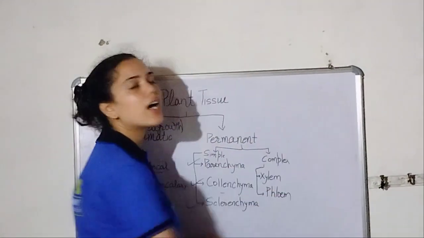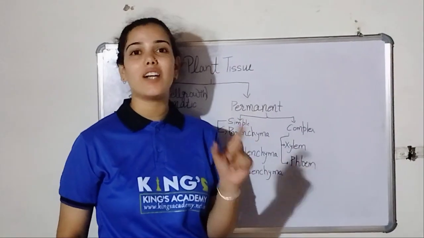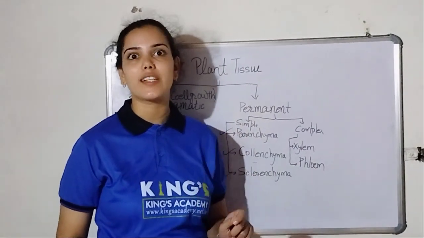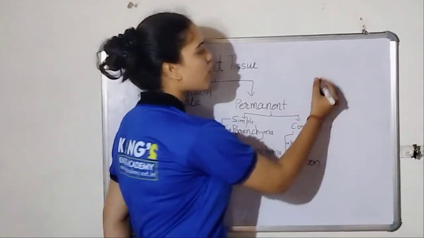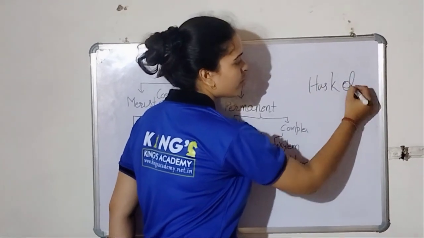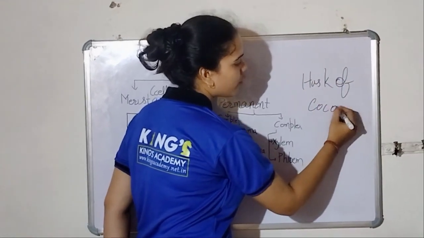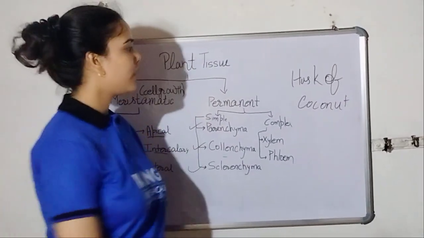You have seen the husk of the coconut. The husk of coconut is very hard and very ductile, and this is an example of sclerenchymatic tissue, the husk of coconut, which is also known as the outer covering of coconut.